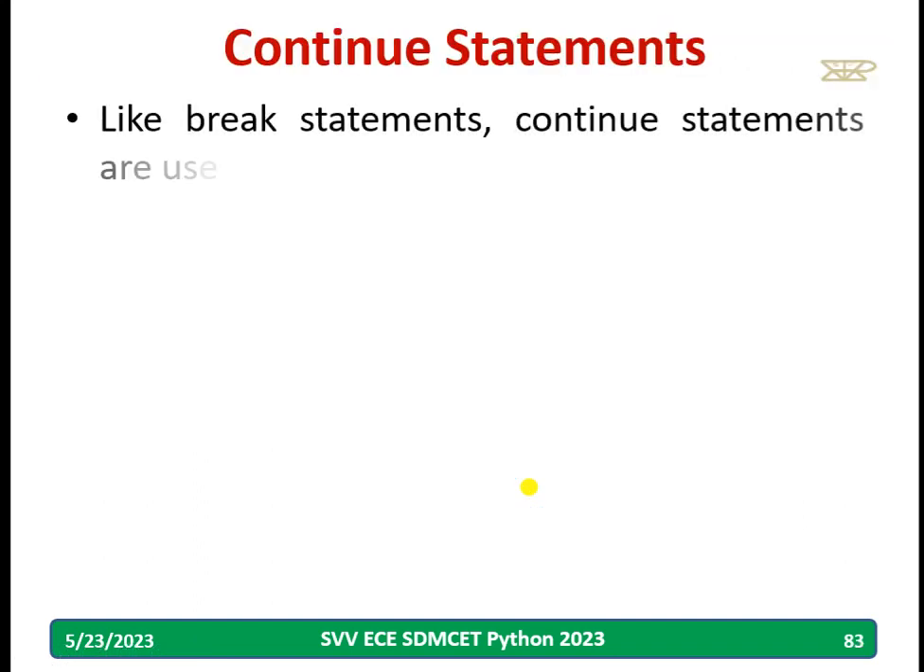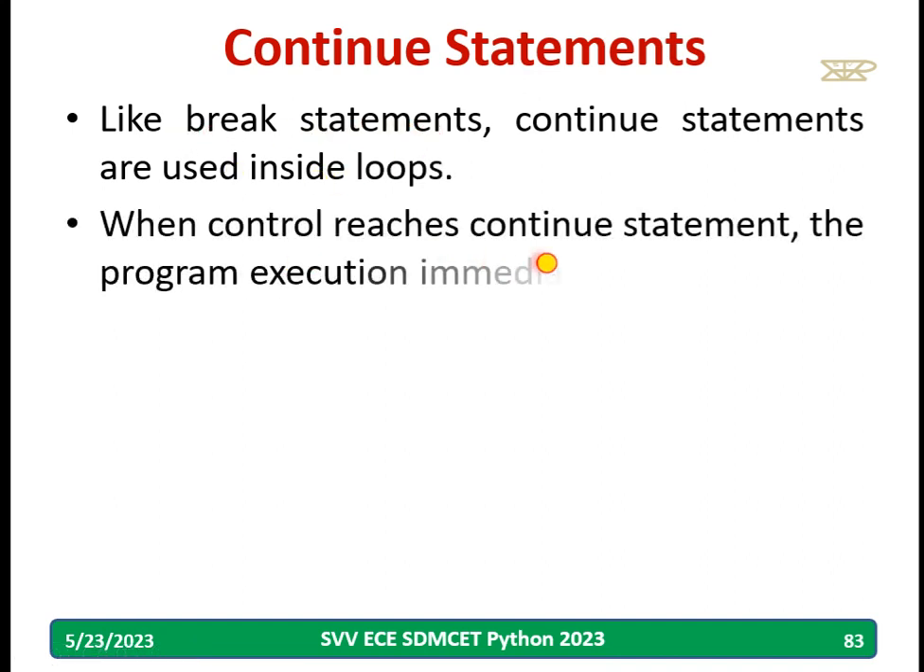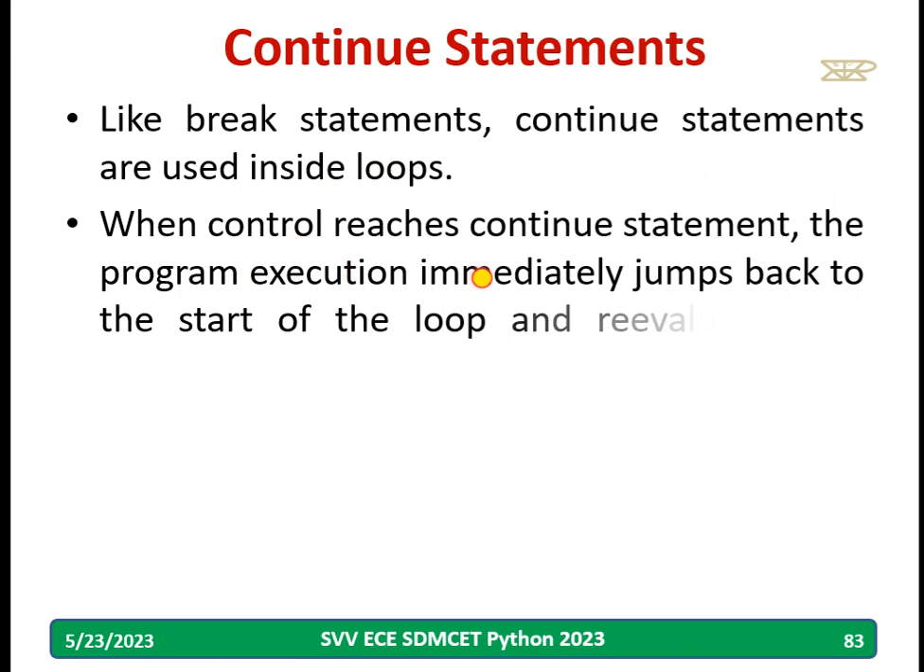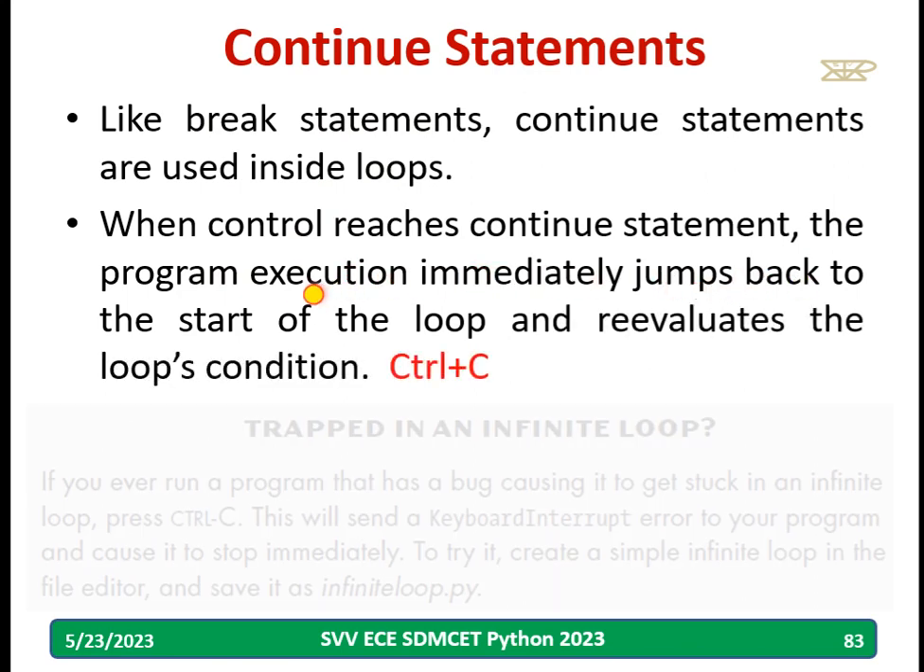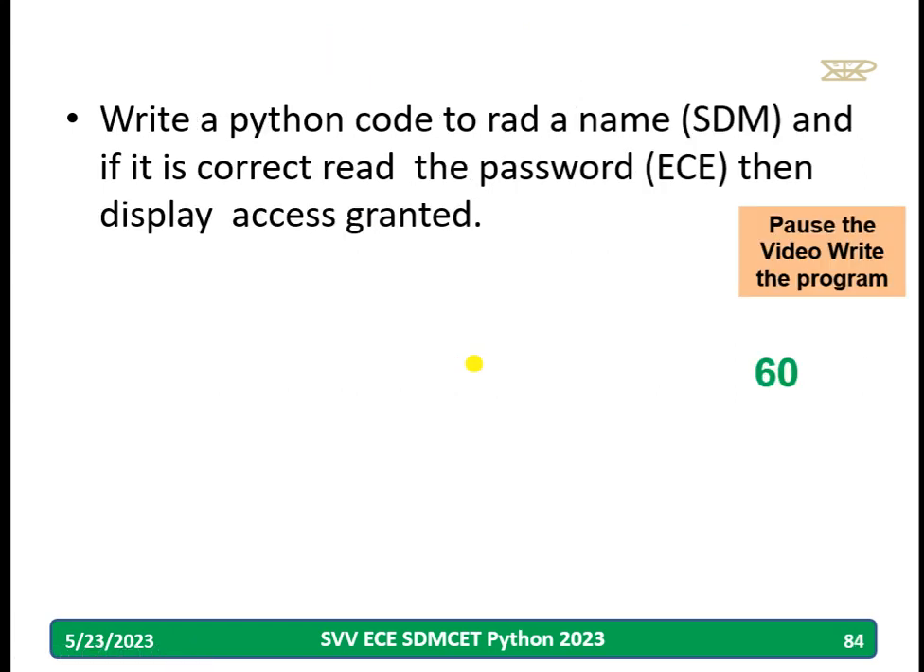We have a continue statement like a break statement. When control reaches the continue statement, the program execution immediately jumps back to the start of the loop. The looping will start again. It will not come out of the loop, it will start the looping again. Many times it may so happen that your code will enter into an infinite loop. At that time, just press Ctrl C so that you can come out of the loop.